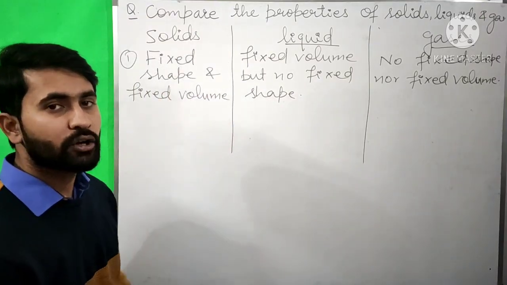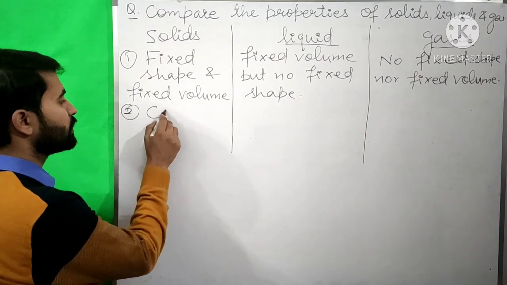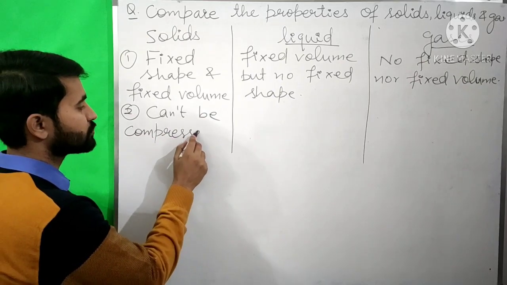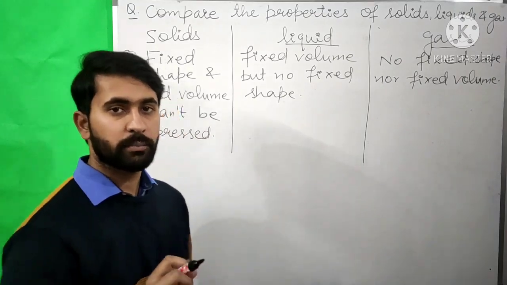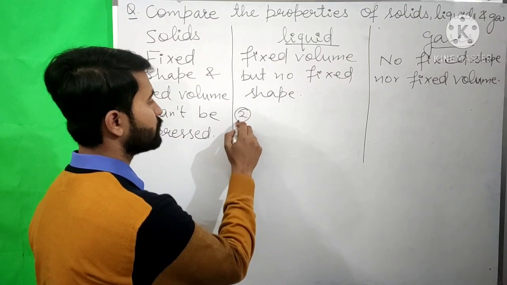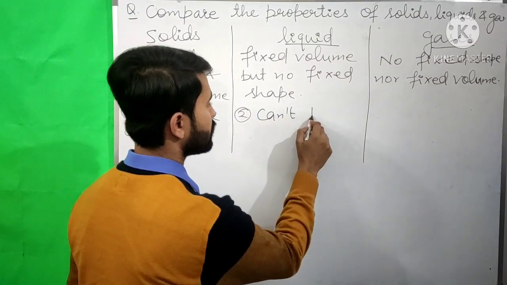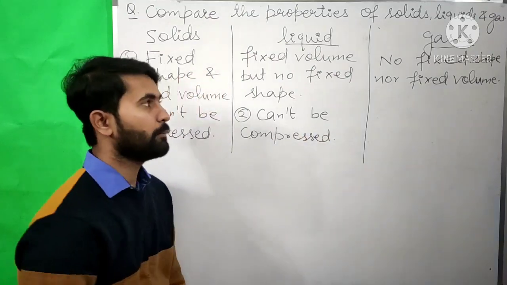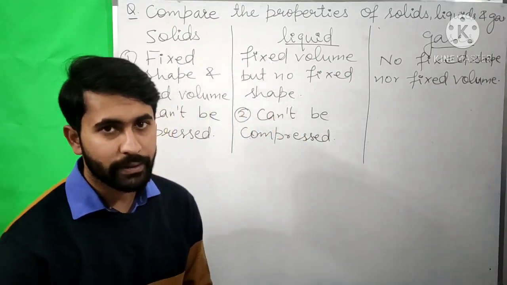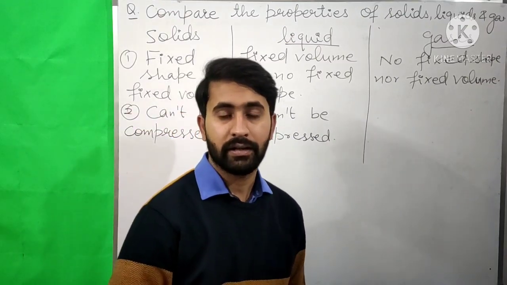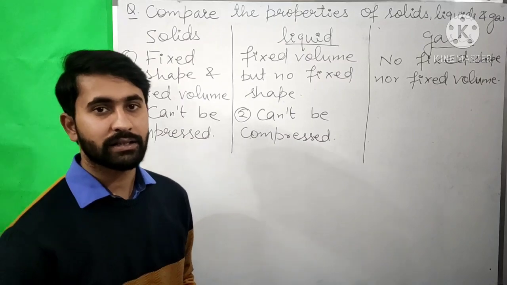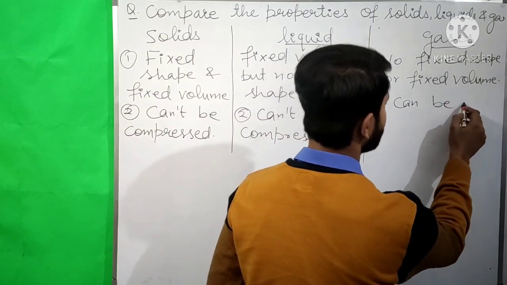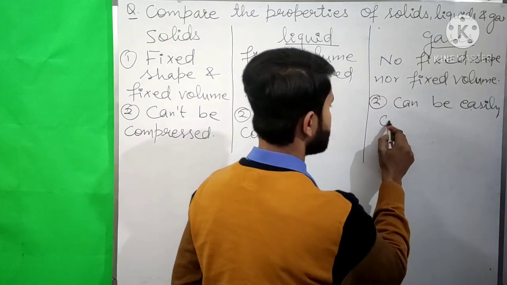Now, solids cannot be compressed. Like solids, liquids also cannot be compressed because their particles are also very close. So they can't be compressed. Now if we talk about gases, we can easily compress gas. Like our LPG cylinder, it holds petroleum gas in compressed form. So gases can be easily compressed.